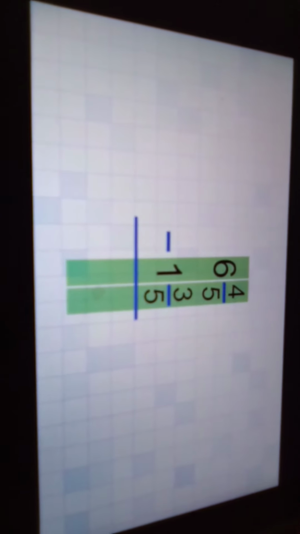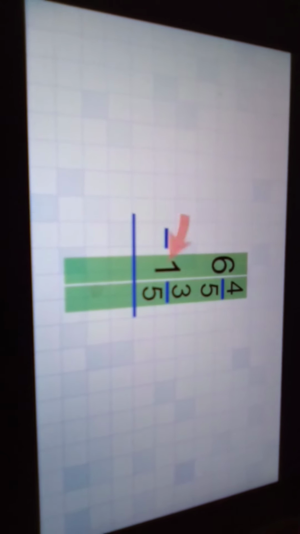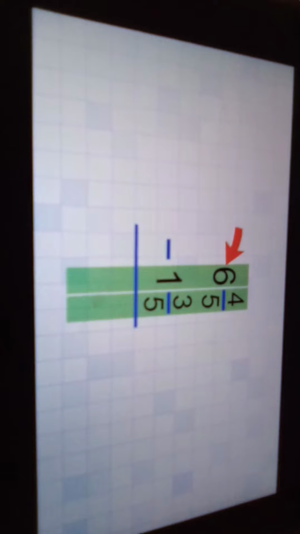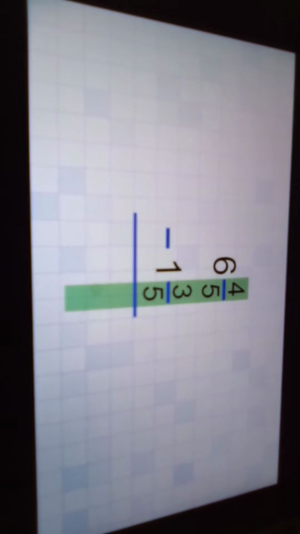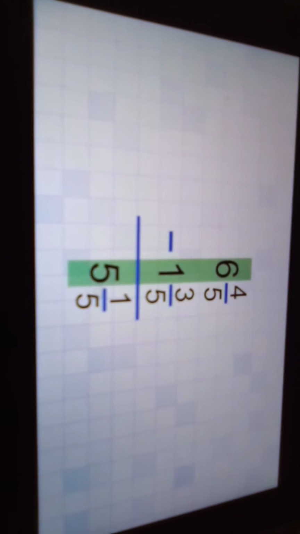We'll subtract the fraction on the bottom from the fraction on the top, and then we'll subtract the whole number on the bottom from the whole number on the top. 4/5 minus 3/5 is 1/5, and 6 minus 1 is 5. So the answer is just 5 1/5.